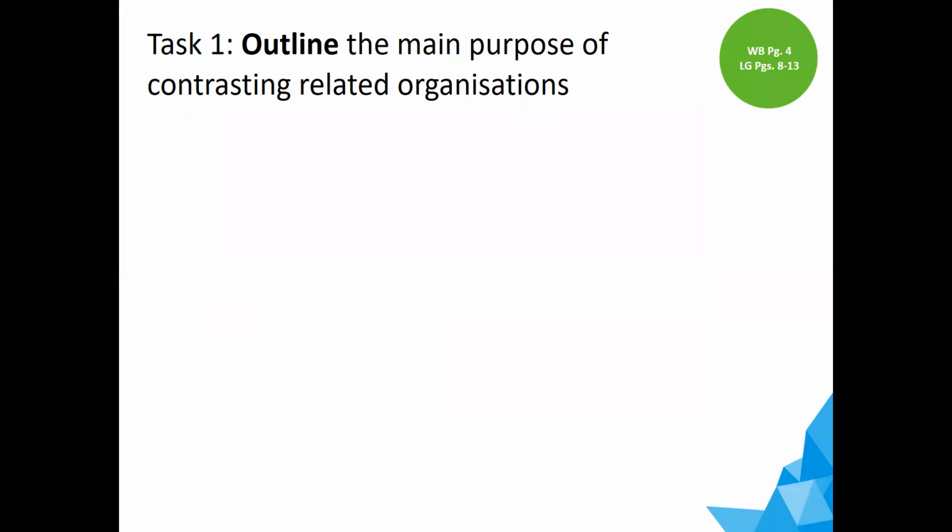Task 1 is asking you to outline the main purpose of contrasting related organisations. You can find the task on page 4 of the workbook and the supporting material in the learning guide on pages 8 to 13.